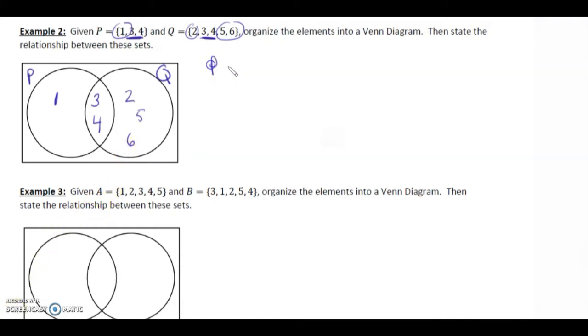So we can say P, the notation is like and, P and Q share. So this means they share 3 and 4. And we can leave that as the relationship.